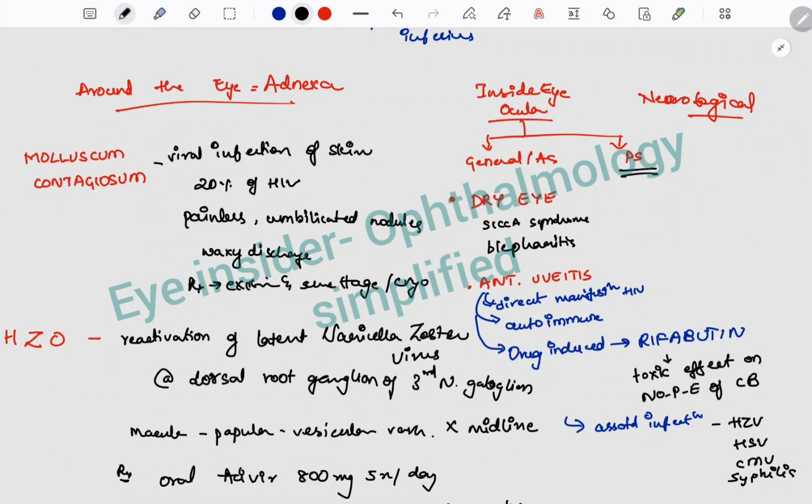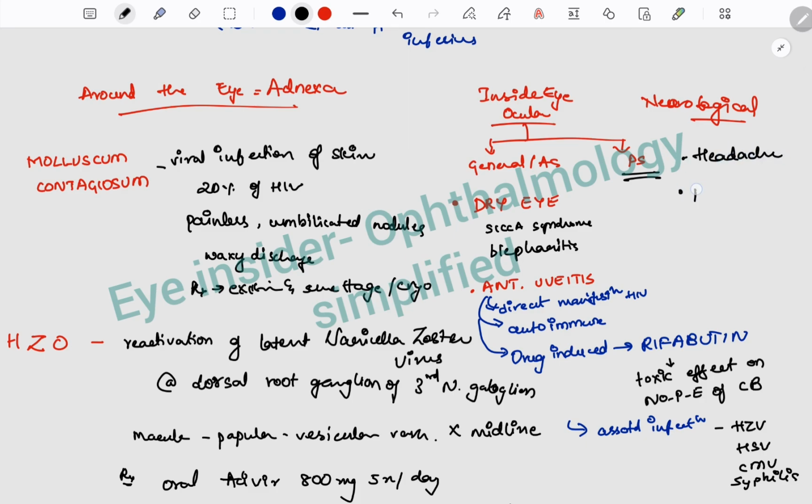Now coming to the neurological manifestations, it can manifest as headache, retroorbital pain, and optic neuritis because of all the infections.